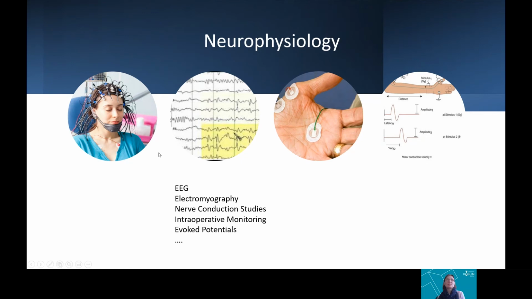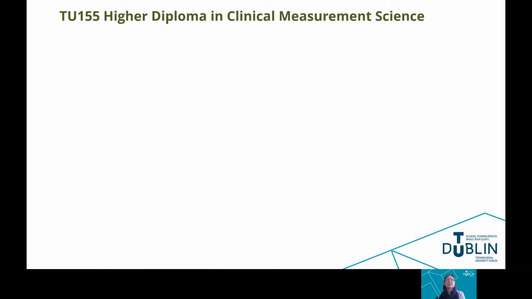So that's a really small, short view of the four disciplines of clinical measurement science. I suppose the thing that ties them all together is it is a diagnostic service within the hospitals. And if you think about what's happening, you have a human with some sort of condition. You then have very sophisticated technology that you're attaching to them in order to diagnose or to measure or to determine some aspect of the functioning of whatever system it is you're looking at.